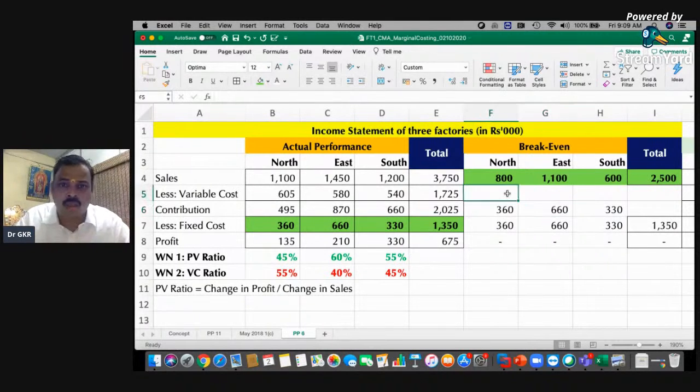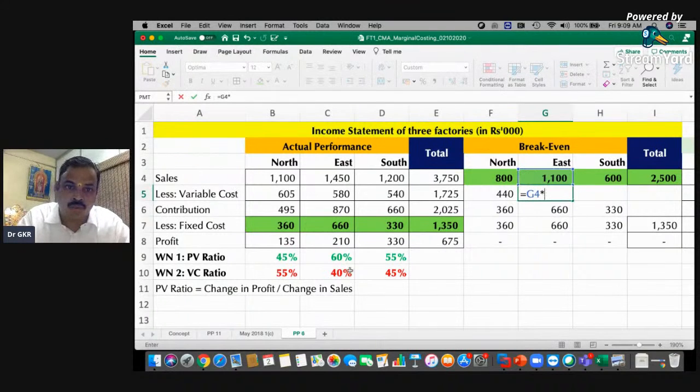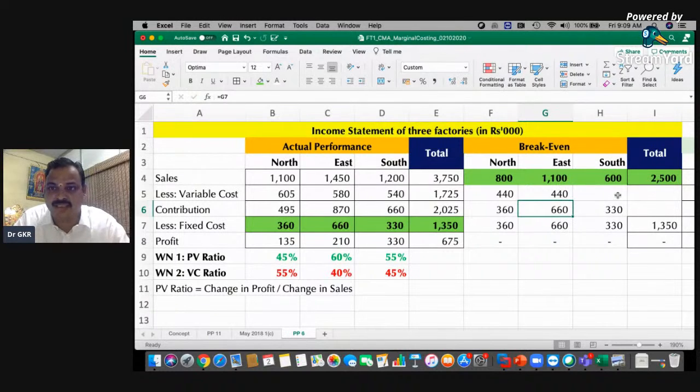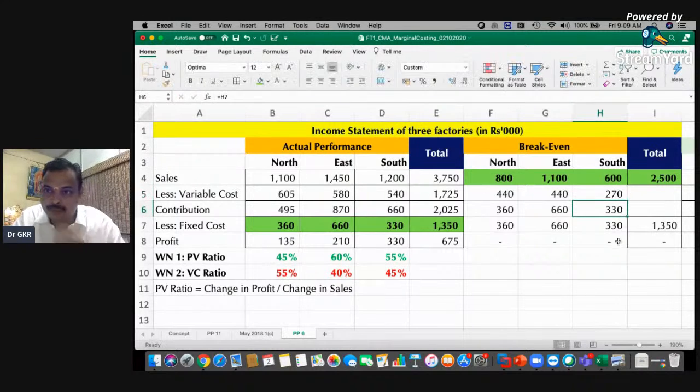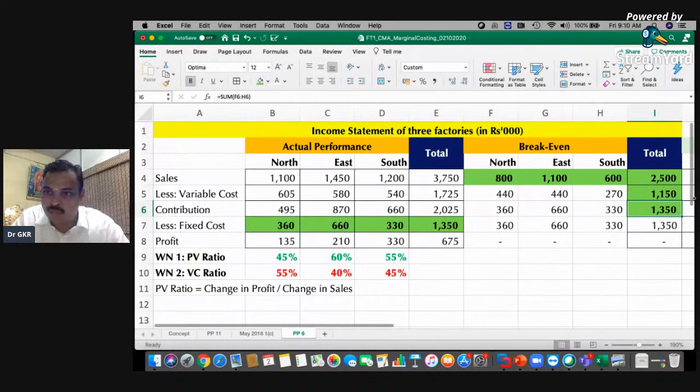Everything in one shot. Now you want variable cost, find out what is 800 into 55%? 440. So 800 minus 440 is 360. 1100 into 40%, which is 440. So 1100 minus 440 is 660. Similarly, 600 into 45%, which is 270. So 600 minus 270 is 330. So similarly, fine. This is your total variable cost. This is your total contribution. 2500 minus 1150, 1150 minus 1000 is 0.